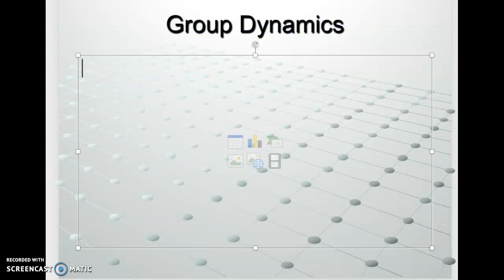The next concept that we'll talk about is group dynamics. So these are the contributing factors that result in whether there are positive or negative contributions within our group. So these talk about the interactions amongst group members.